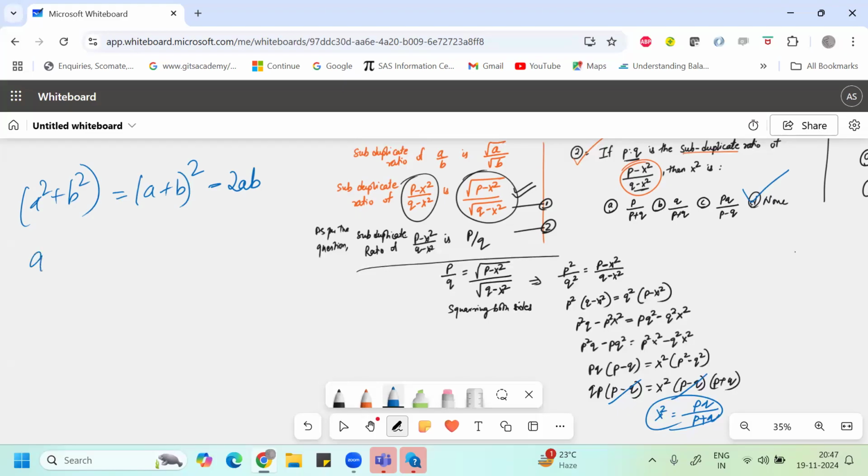And what is a square minus b square? That is a minus b into a plus b. Clear now, everyone? Fine. Can I go ahead? Done. Everyone done with this? Can we do the next question?